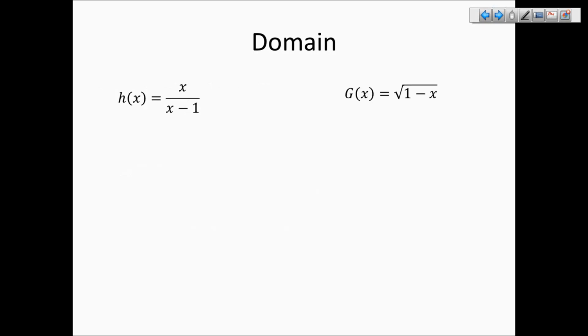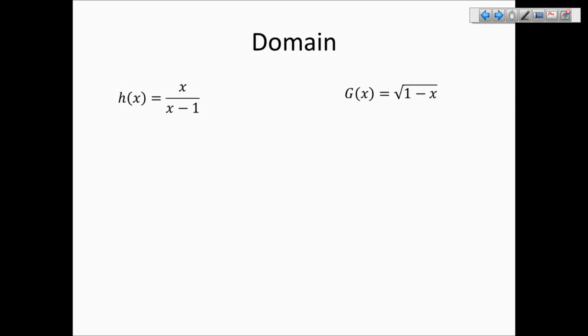Now let's take a look at these two functions, h of x and g of x. First of all, they're in function notation. You should know that because you should recognize function notation from previous math classes. Whenever we have h of x or g of x or some other letter, we know automatically that it's a function. The question here is not whether it's a function or not. If it's not a function, it wouldn't be written in function notation. So we want to talk about the domain of these two functions.